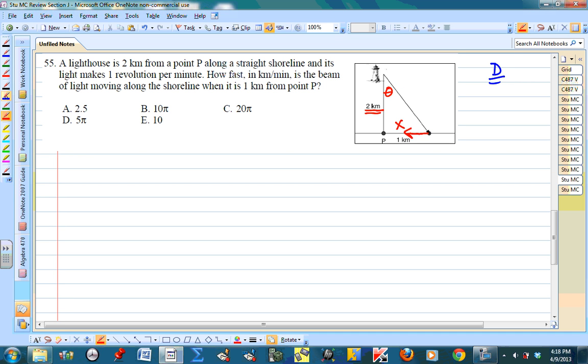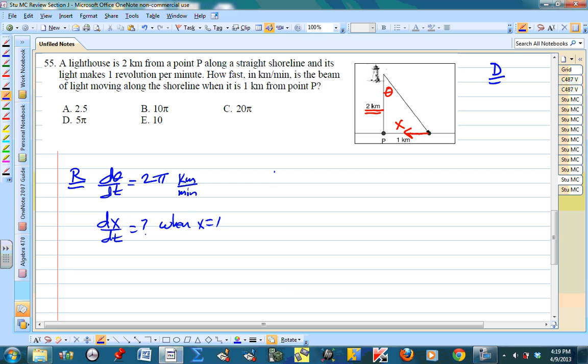So now let's set up some rates that are provided, and the rate that we're looking for. We can tell that if the beam of light goes in 1 full circle, 1 revolution per minute, then dθ/dt is 2π per minute, because 2π represents 1 full circle. Now they want to know, what's dx/dt when x equals 1?